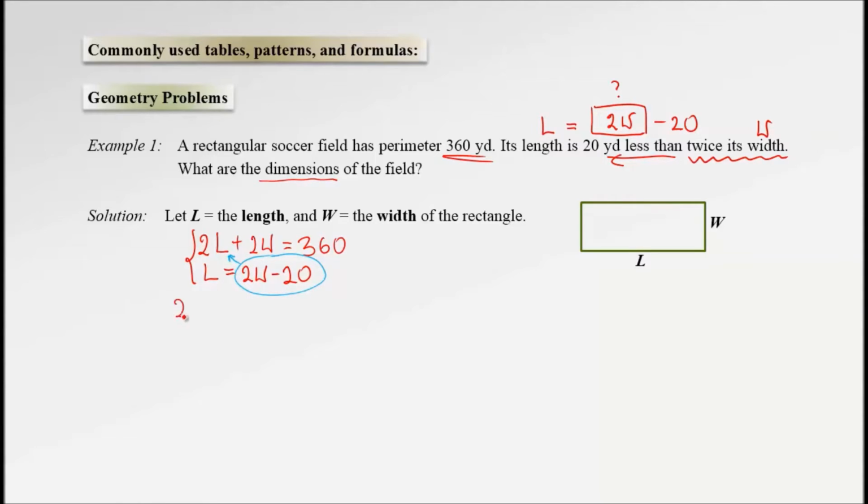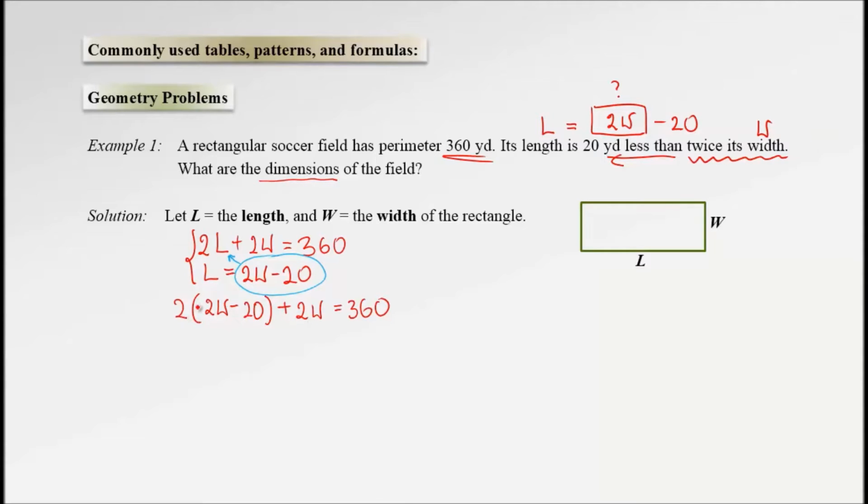Okay, so we have 2 times L. Instead of L, put a bracket, and that's what L is in terms of w, 2w minus 20. Plus, it's very important not to forget this 2w from the original equation. So plus 2w equals 360. And then we have an equation in one variable, so we know how to solve it. But let's solve it as efficiently as we can.